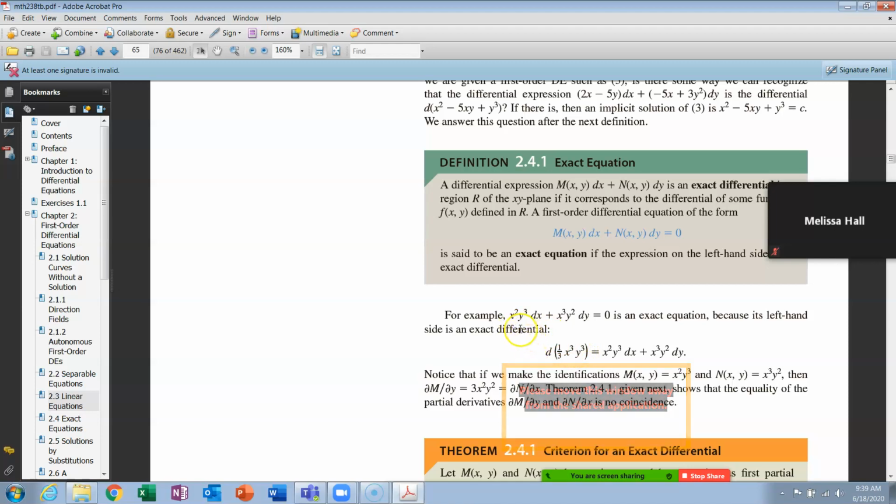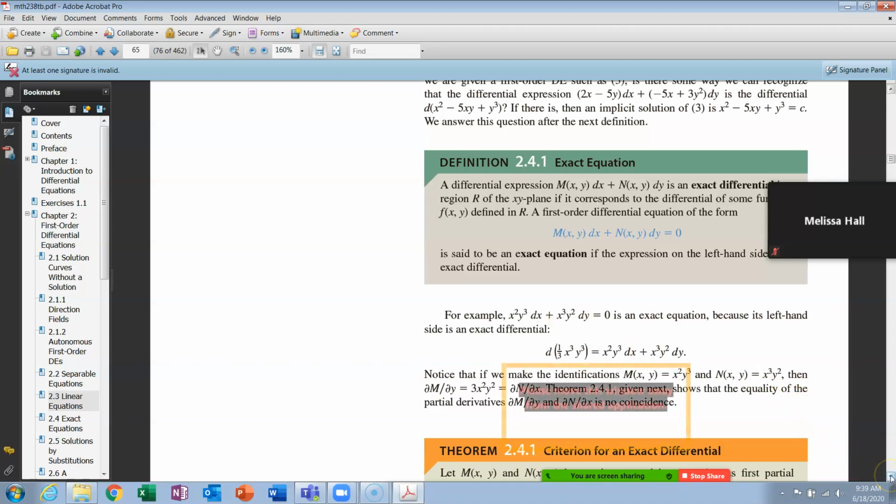Because if you take the partial of this thing with respect to x, that's going to be 3 times 1/3, which is 1, x squared y cubed. Look at that. And if you take the partial of this thing with respect to y, that's going to be 3 times 1/3, which is 1, x cubed y squared. So sure enough, that is an exact differential. So you could solve that differential equation. We don't know how yet, but we will be able to in the future.